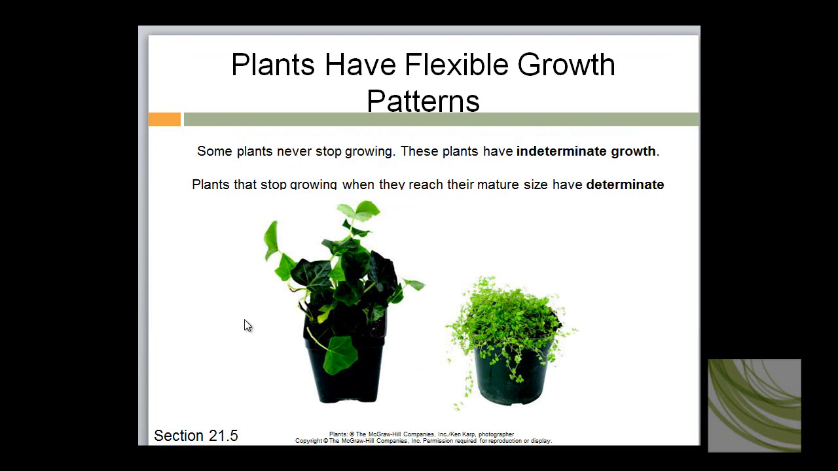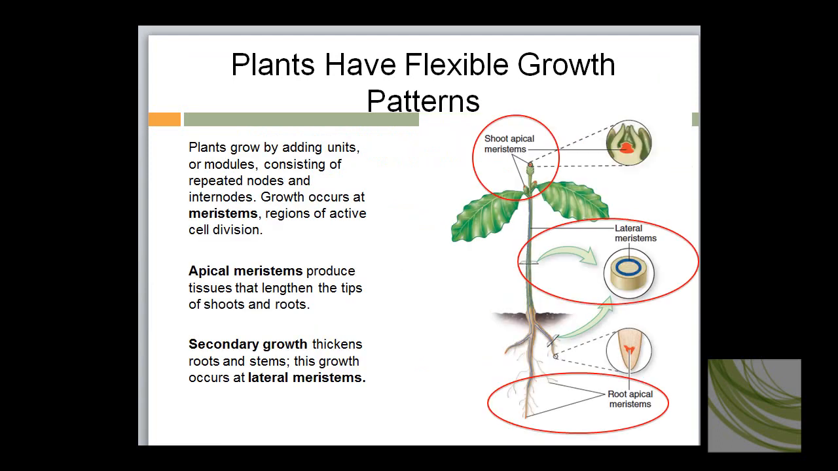Flexible growth patterns. Some plants never stop growing. There it's called indeterminate growth. Plants that stop growing when they reach their mature size have determinate growth. Plants grow by adding units or modules consisting of repeated nodes and internodes. Growth occurs at meristems. This is where mitosis is taking place.